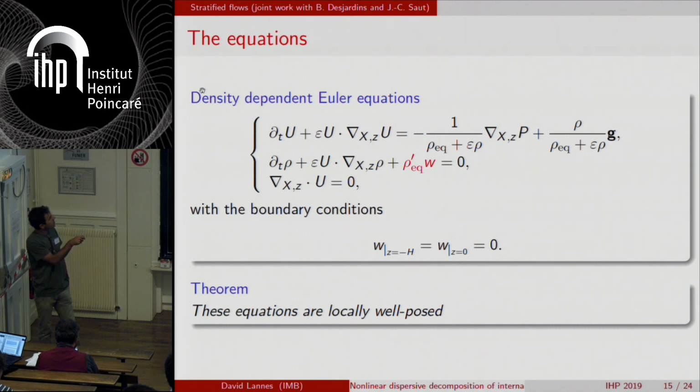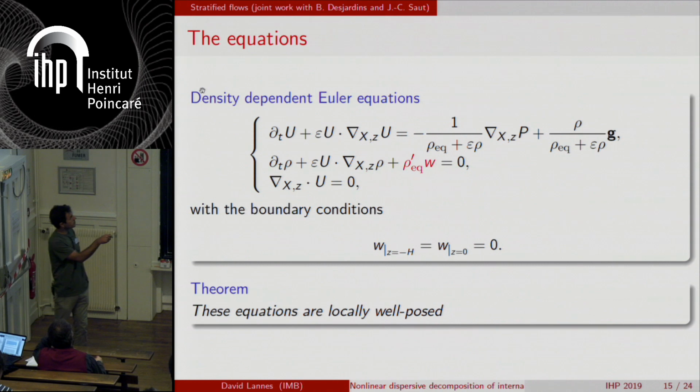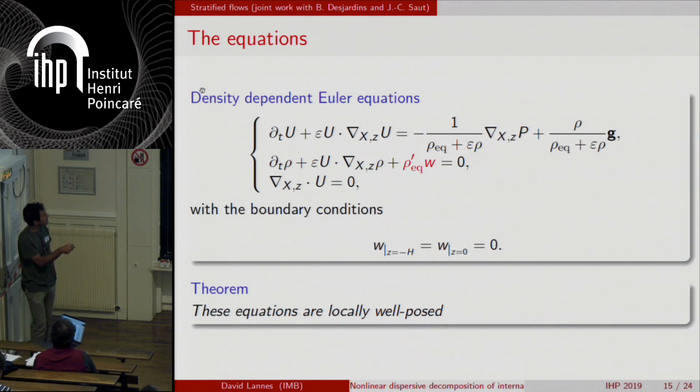You see that when you write, originally you have the total density, the equation was dt rho plus epsilon u grad rho is equal to 0. When you plug rho ec plus epsilon rho in this equation, you see that you have the term w times dz of rho ec, which is this one. So you have this new term with a coefficient depending on z, which complicates the analysis.